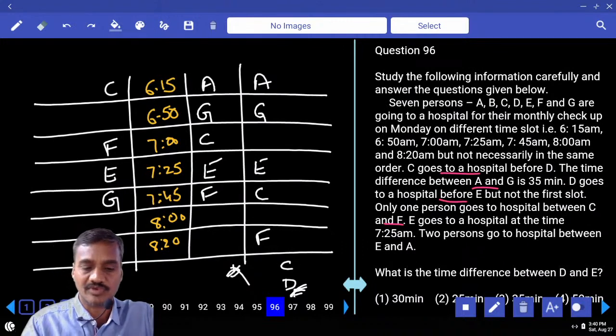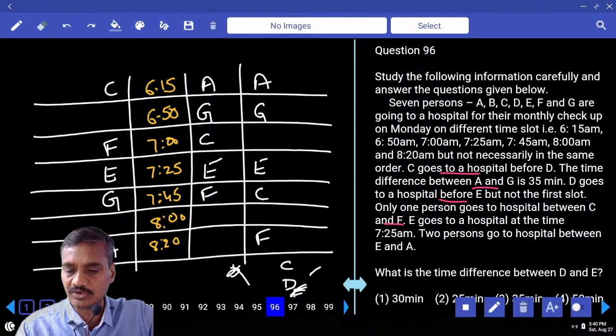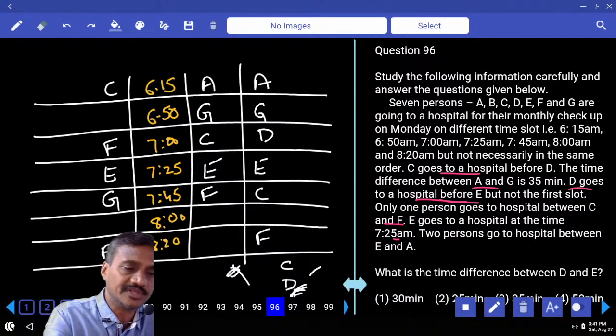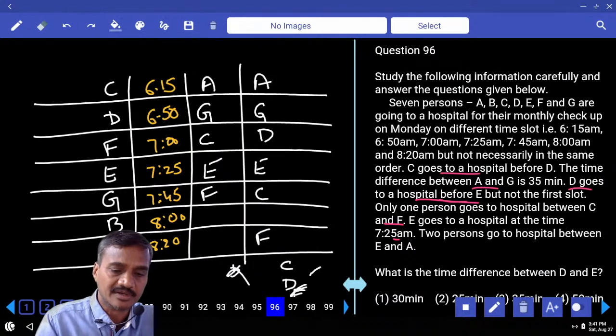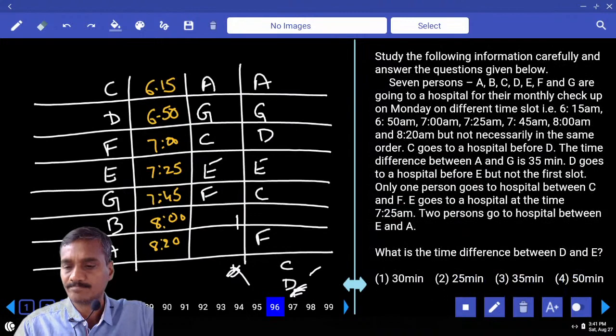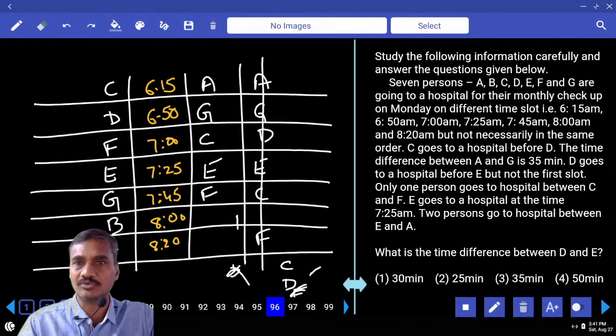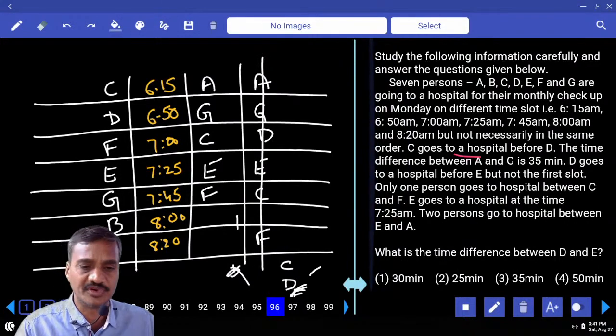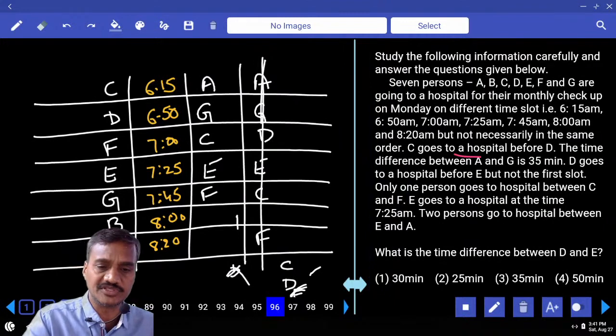Now D goes to a hospital before E, and D is before E, so D is here, and B is here. There are 2 different possibilities, and the next 2 possibilities are completely ruled out. Now C goes to a hospital before D. Now C is before D, this is ruled out.